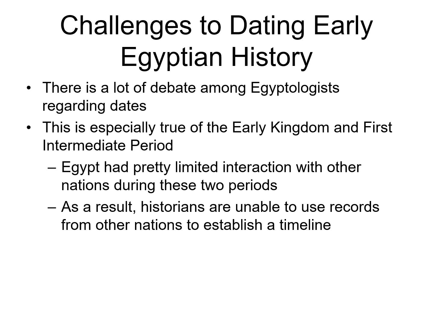But they do start to have stronger interactions with surrounding nations once they emerge from the first intermediate period and the 11th dynasty was established. So the Middle Kingdom dates have generally been thought to be pretty reliable, but it isn't really until the New Kingdom that Egyptian dates can really be counted on.